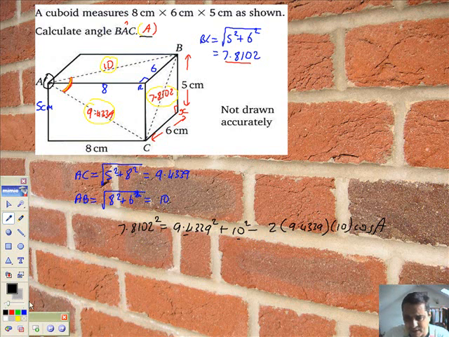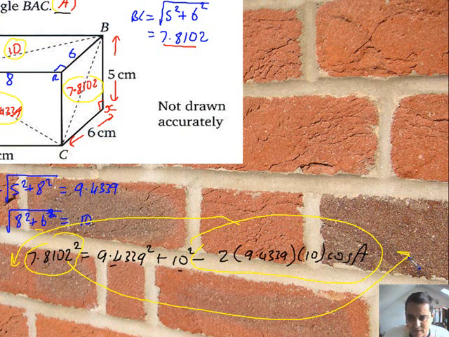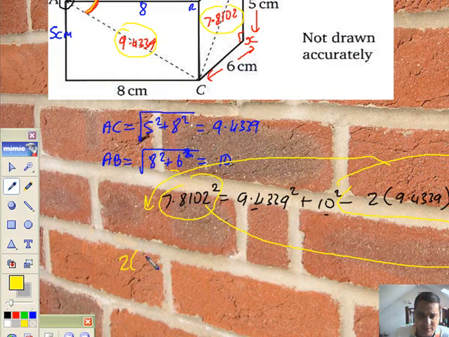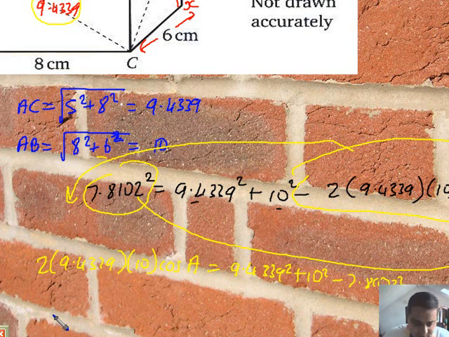So let's just work this all out then. We can do it in bits, or just bring this whole negative term over to the other side, which is what I usually like to do. So take all that little blob and bring that next door and subtract, and bring this little blob over and subtract on this side. So big mess, but that's what I'm going to do right now. So I've got two lots of 9.4339, I believe, yes, multiplied by 10 multiplied by the cosine of the angle we want equals 9.4339 squared plus 10 squared minus 7.8102 squared.